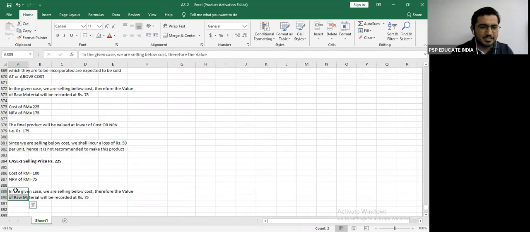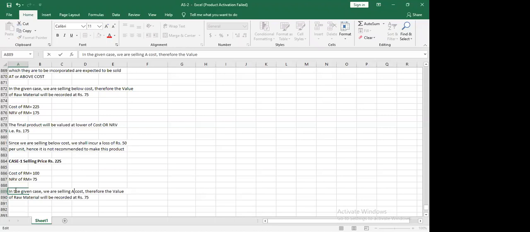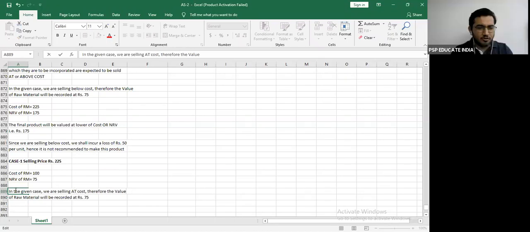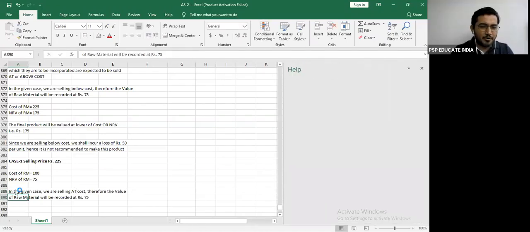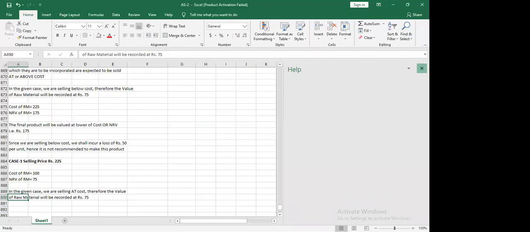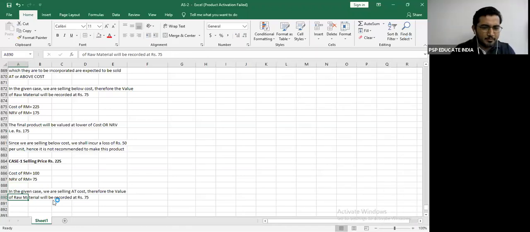In the given case, we are selling, tell me, at cost, above cost, below cost? At cost. Okay. Therefore, the raw material inventory will be recorded at what price? 100 rupees. Okay. Let me put that. At 100, okay. Then?